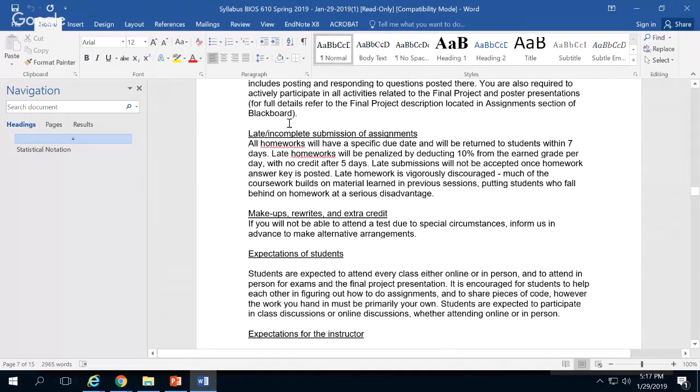Lateness, there is a penalty for lateness, but better late than never. And generally, if you have a good reason for something being late and it doesn't interfere with the grading, we'll just grant an extension. But in general, it's 10% per day.